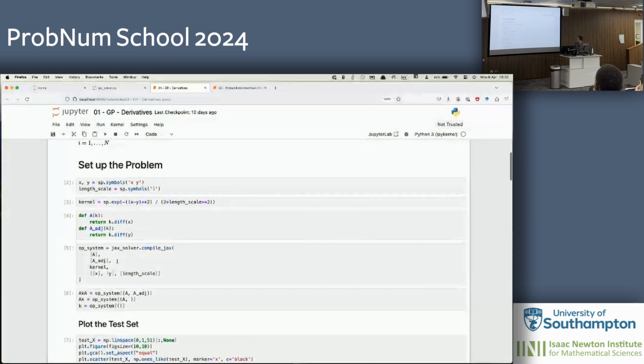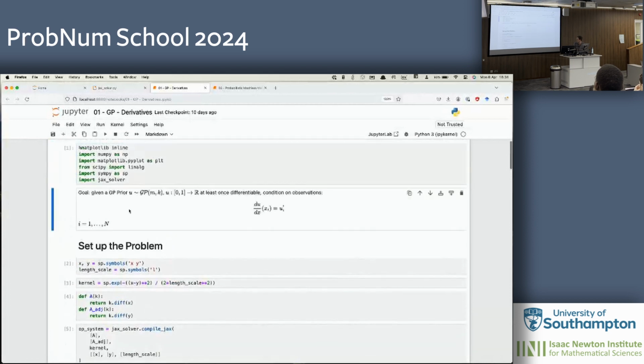So first we need to set up the problem. The goal here is, given a Gaussian process prior, U distributed as a GP with mean M and covariance K, which lives on the unit interval, and which I'm going to assume is at least once differentiable, well, pathwise, then I'm going to condition on observations that look like this. I want to condition on observations of the derivative of U at some spatial locations x_i, being equal to u'_i, for i from 1 to n.